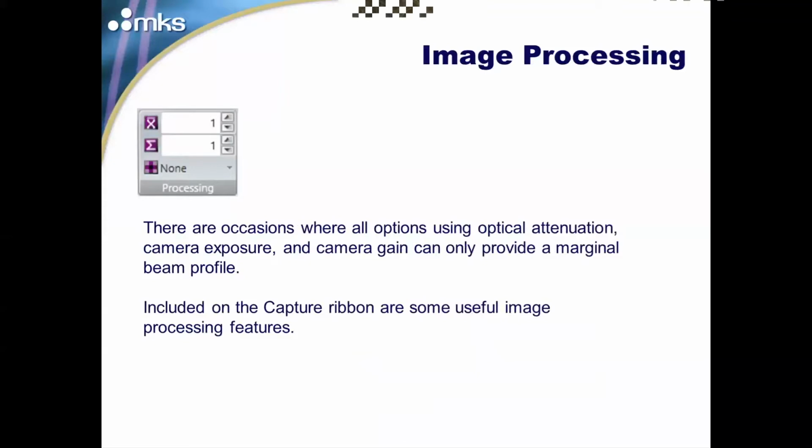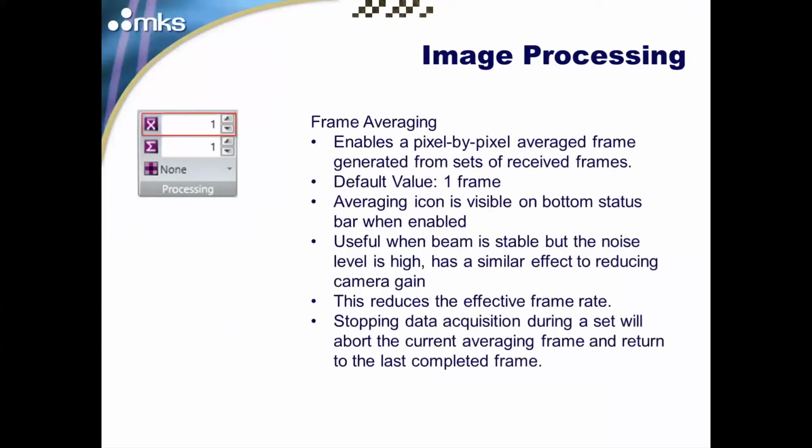So there are a few rare occasions where all the options that we've already talked about just haven't produced a good beam profile. Your beam is just very weak, or there's a lot of noise. On the capture ribbon in BeamGage are some useful image processing tools. The first is frame averaging. Frame averaging does a pixel by pixel average of a set of frames.